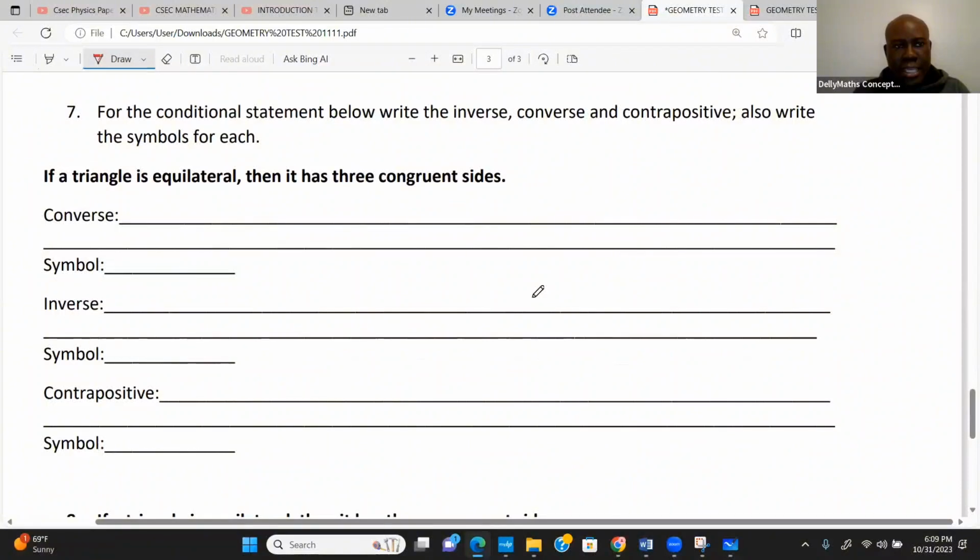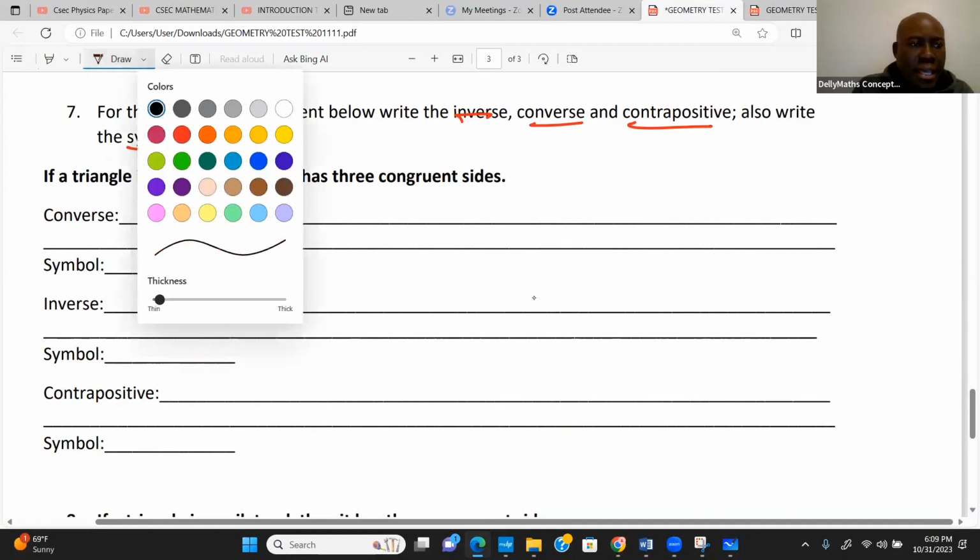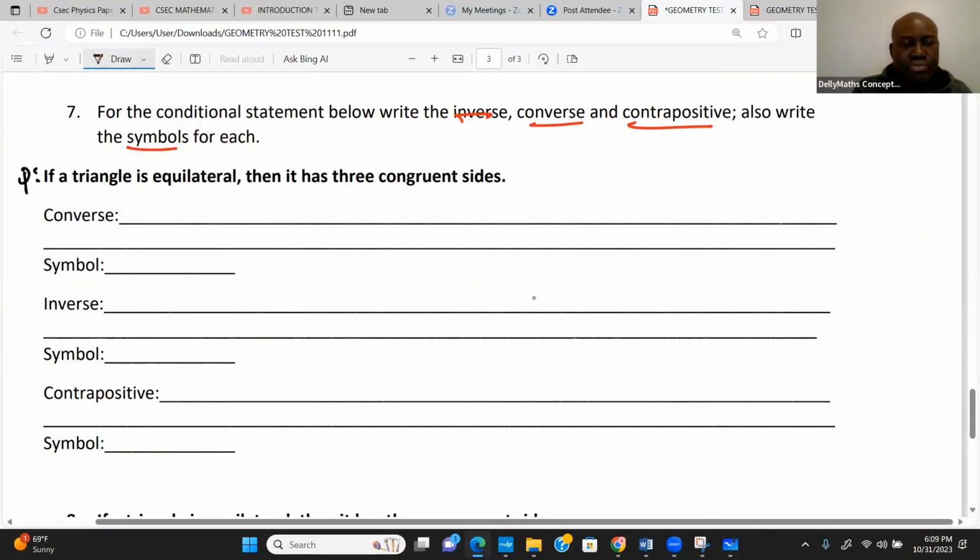All right, let's take a look at this. What we want to do in this one is write the inverse, the converse, and the contrapositive, and write the symbol for each. So let us say this is our P statement that says, if a triangle is equilateral, then it has three congruent sides. We want to write the converse for this.